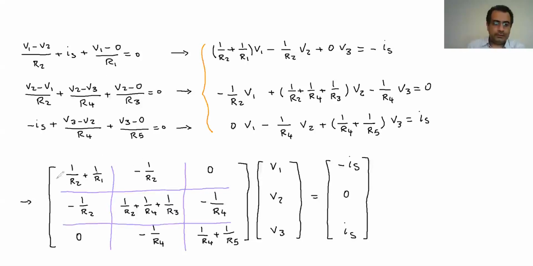And what you can see here, this column is the coefficient of V1. This column here is the coefficient of V2. And this column here is the coefficient of V3. So this is the first row I have here, the second row I have here, the third row I have here. V1, V2, V3, and these are the constants.